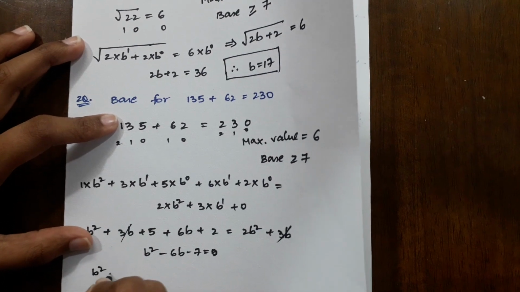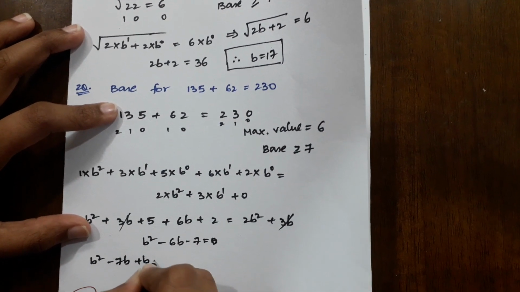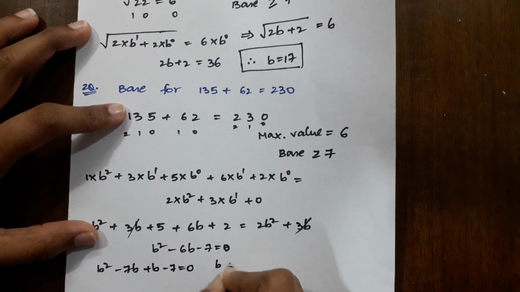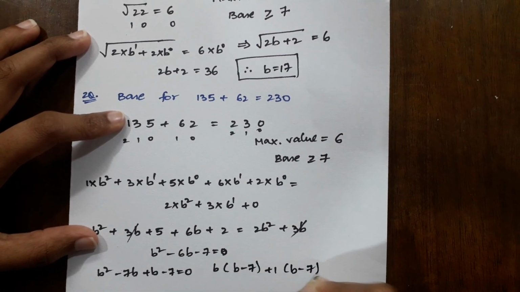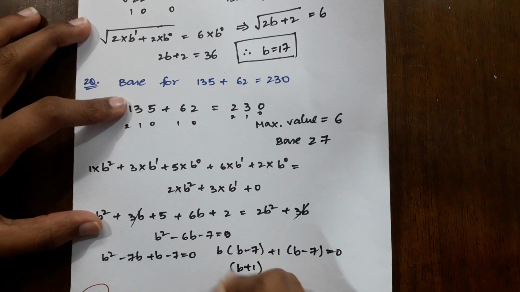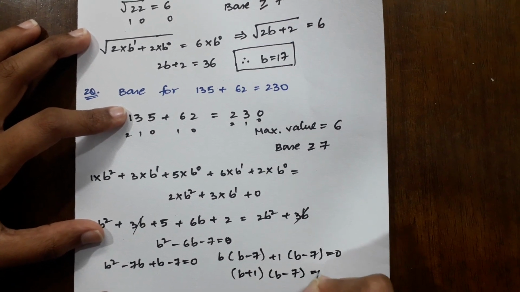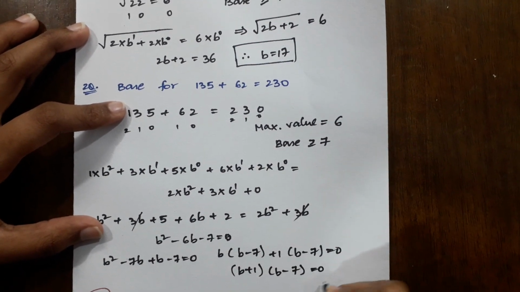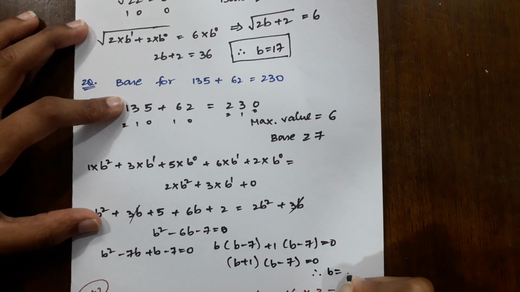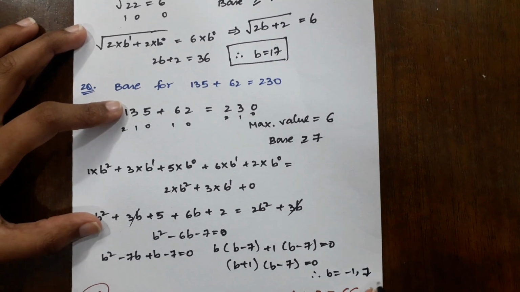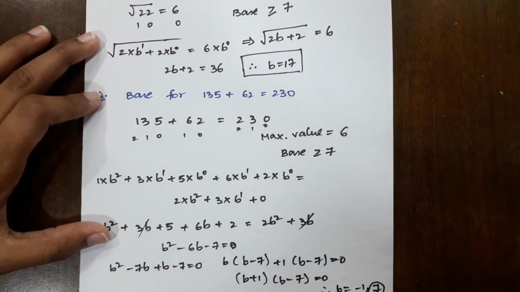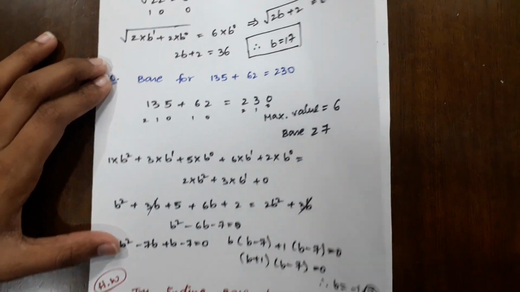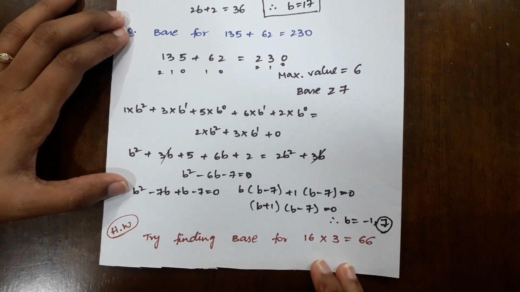So now b square minus 7b plus b minus 7 equals 0. b into (b minus 7) plus 1 into (b minus 7) equals 0. (b plus 1) into (b minus 7) equals 0. Therefore, b equals minus 1 comma 7. Since the radix can never be negative, we consider the value to be 7. So the base for this particular number system is 7. Now try finding the base for 16 into 3 equals 66.